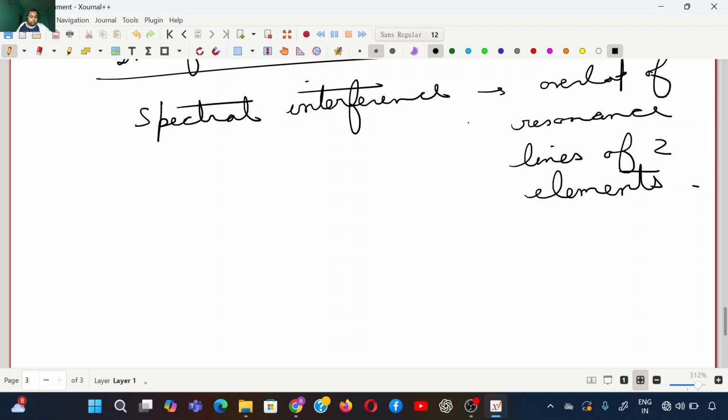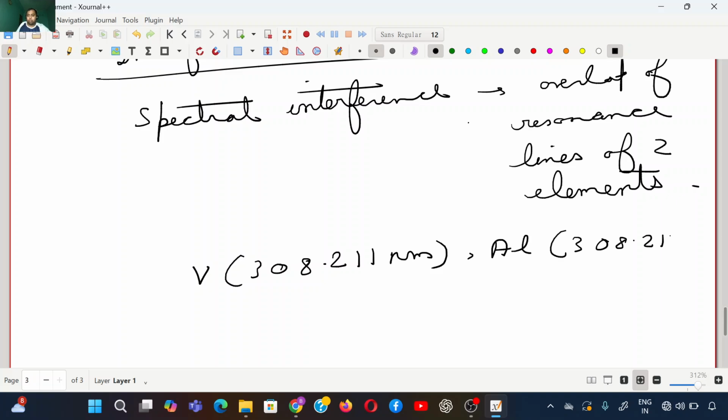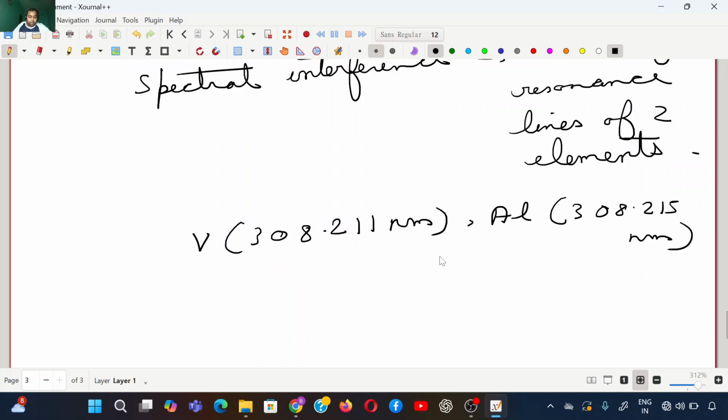For example, we have vanadium whose resonance line is 308.211 nanometer, and aluminum whose resonance line is 308.215. So you see, these are very close to each other, right? So there can be interferences because of this. I can give an analogy: if you have an orchestra, and two singers are singing almost at the same pitch, you cannot separate between them, right? So that's what's happening here.